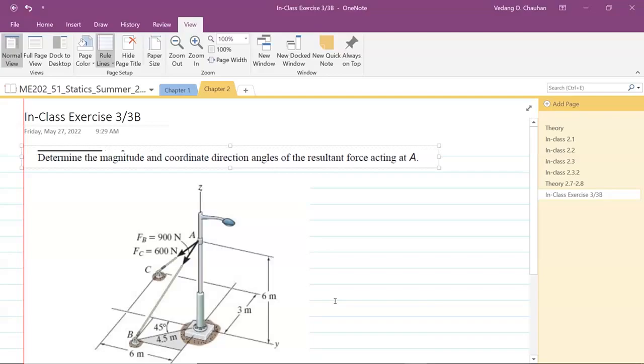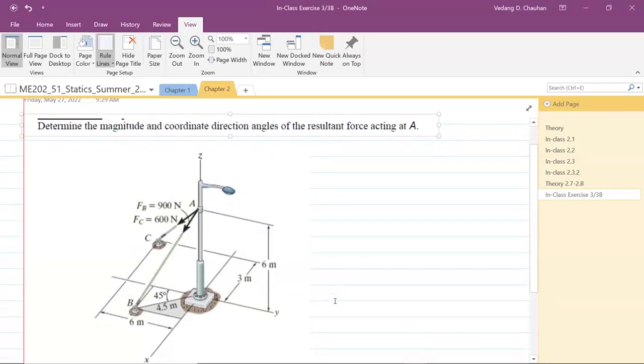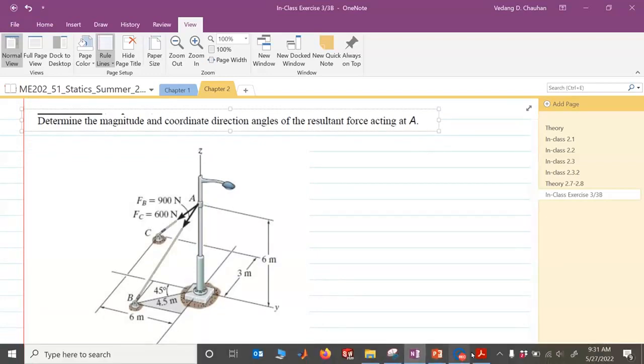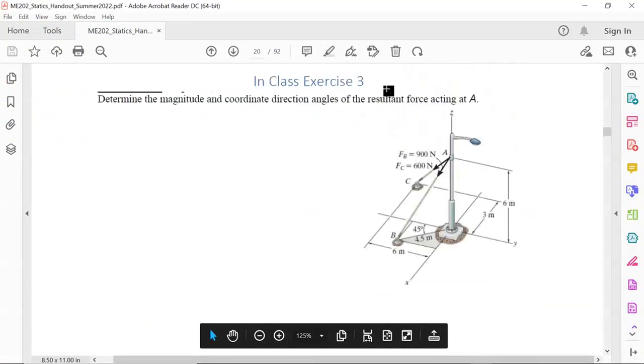In-class exercise 3 or 3B: position vector and calculating force vectors using position vector. By the way, this problem is on page number 19 of your master handout, in-class exercise 3.